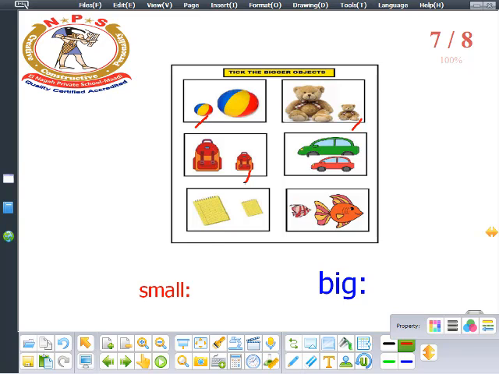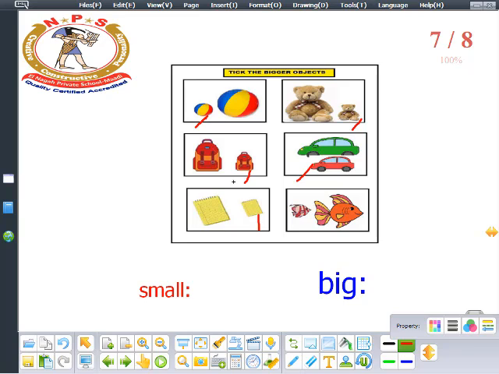Look at the green car. Is it big or small? Excellent, it's big. What about the red one? Is it big or small? Wow, it's small, so let's make it with red. What about these notes? Are they big or small? They are big for sure. What about these notes? Are they big or small? Excellent, small, so make it with red.